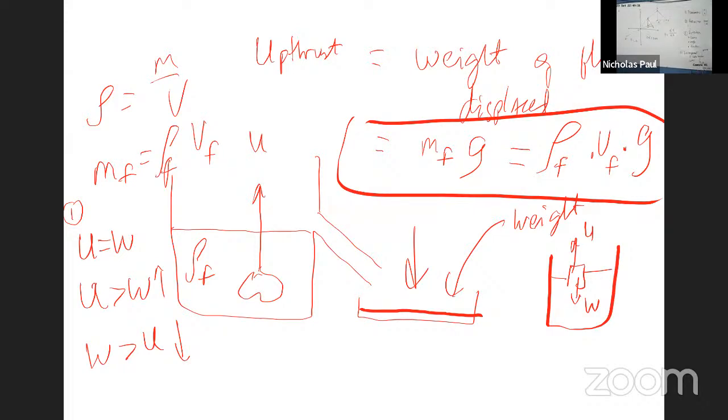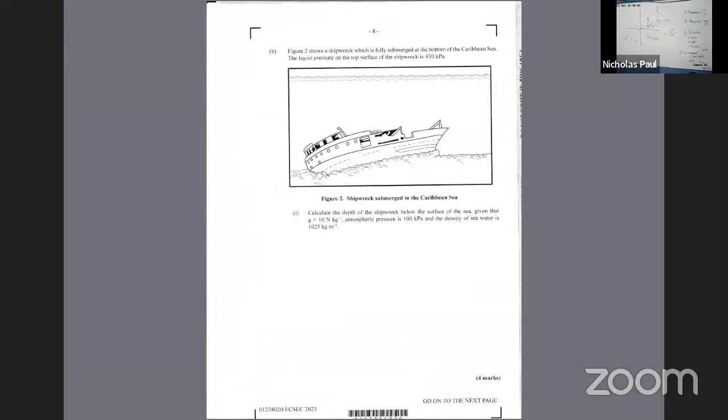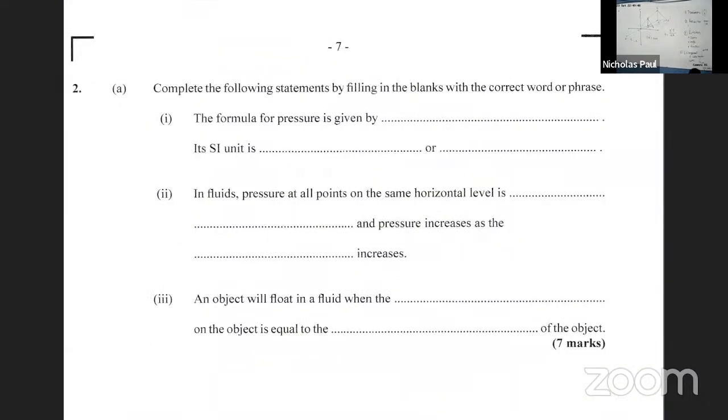All right, let's start here. We're just doing two quick questions on this. This is January 2023. Let's see if we can just fill in the blanks there.